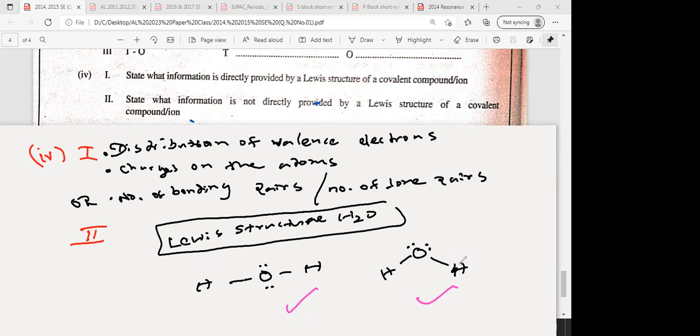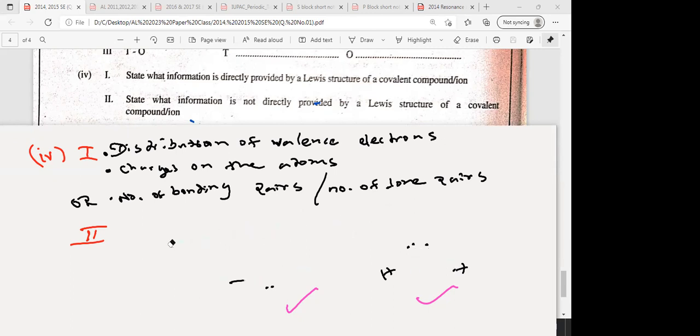Even hybridization. When you are drawing the Lewis structure, we don't need to mark hybridization. We don't need to draw the shape of the molecule. We don't need to mark the bond angles. That is not provided by the Lewis structure. If you draw the Lewis structure of the water molecule, it does not provide bond angle. Unless they ask, we don't mark it. Therefore, the shape of the molecule is not considered when drawing the Lewis structure. Very important.